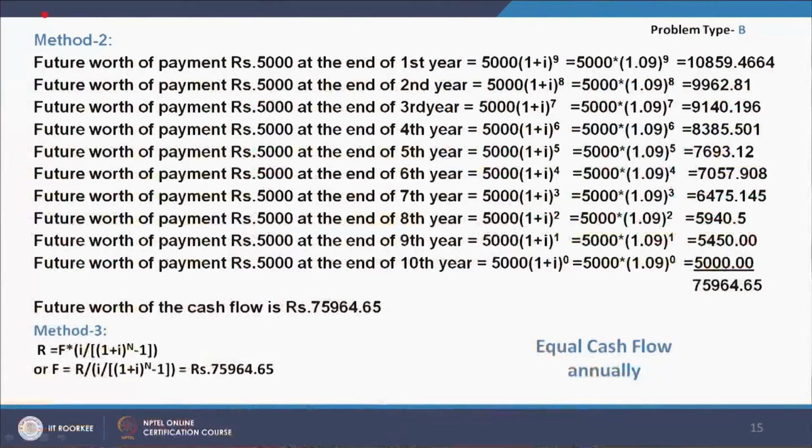The second method is from first principles. We will find the future worth of each payment which is made at the end of a year. So, the future worth of the payment 5,000 at the end of the first year is equal to 5,000 into (1 plus i) to the power 9, because this will earn interest for 9 years only. So, this comes out to be 10,859.4664. Similarly, the future worth of the 5,000 at the end of the second year is 5,000 into (1.09) to the power 8, which comes out to be 9962.81.